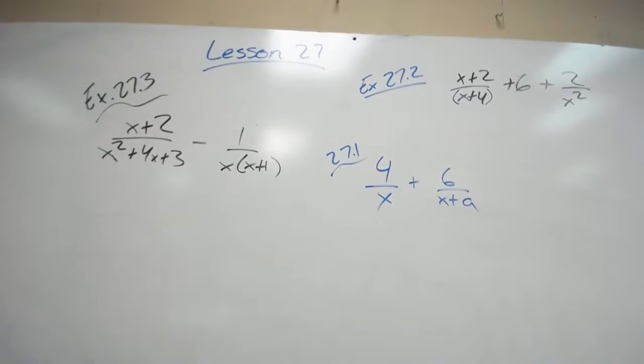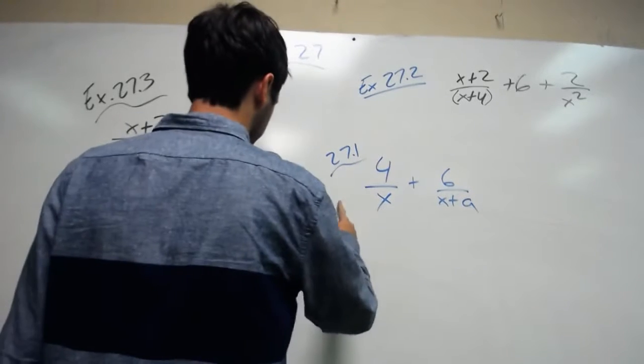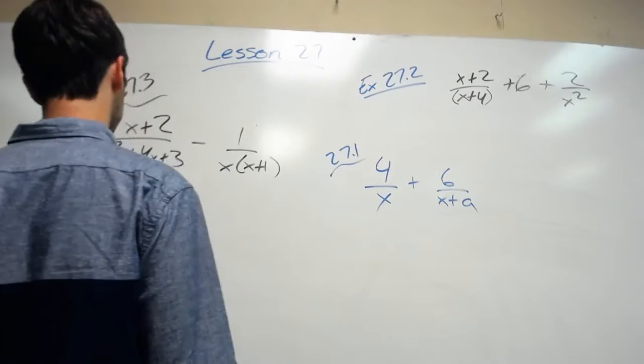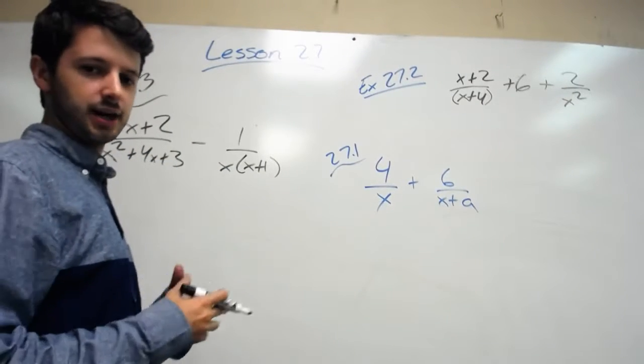We're going to take a look at rational expressions in lesson 27. Start with the 27.1 example. How do we add these together? Well, what you have to do is find the least common multiple.